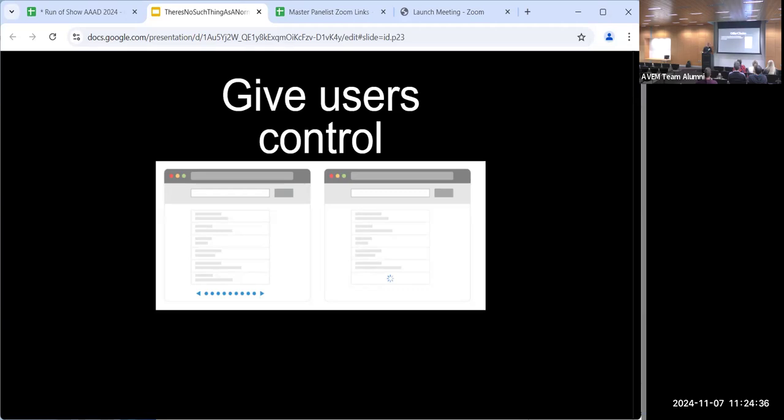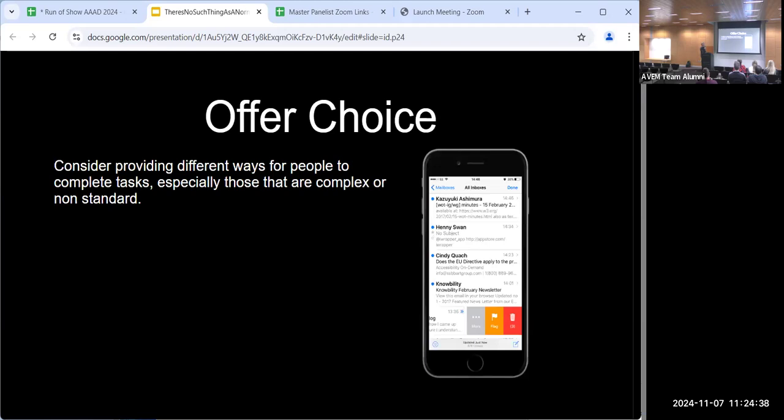Offer choice. This is a really cool example of offering choice. Basically, in this situation, there are multiple things that you can do from here in your mobile email app. Obviously, you can trash it. You can just swipe it to trash it. You could have clicked it, opened it, and then trashed it, or you could choose more options here.